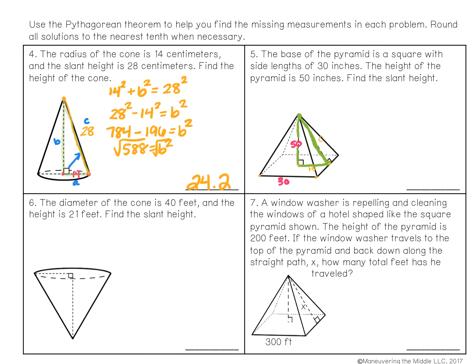Because I'm finding the hypotenuse, I'm going to add a squared plus b squared equals c squared. When I use the Pythagorean theorem, I end up with the square root of 2,725, which is approximately 52.2.